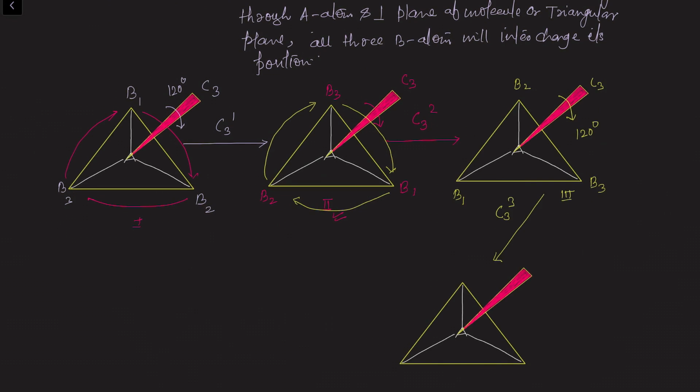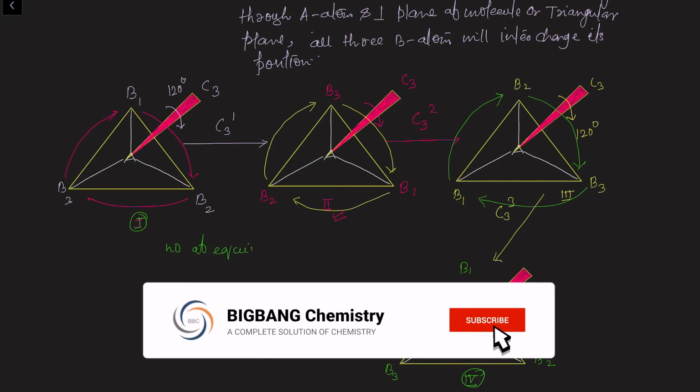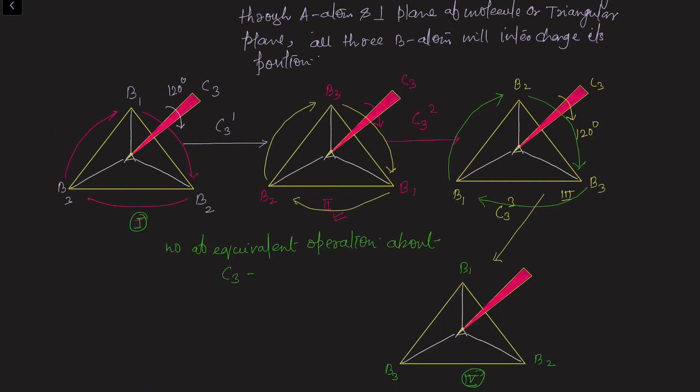Now check what will happen. B2 will interchange its position with B3, B3 will interchange its position with B1, B1 will interchange its position with B2. So what is the new position now? B1, B2 and B3, right? So structures number 4 and 1 are identical. Structures 2 and 3 are equivalent structures with respect to the first structure. So the number of equivalent operations about C3 is 2, right?